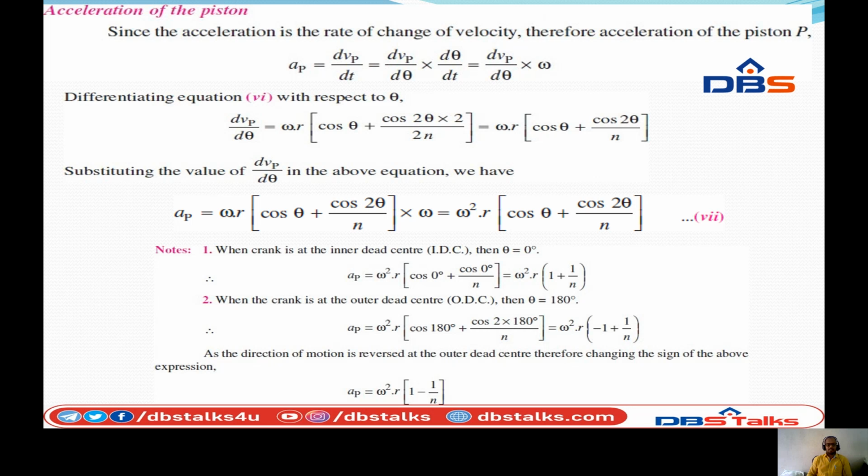When the crank is at outer dead center, that is theta is 180 degrees, then cos 180 degrees is minus 1. And cos 2 theta, cos 2 into 180, that is 360, again comes to 0. So cos 0 is 1 by n. So omega square r into minus 1 plus 1 by n. But as the direction of the motion is reversed at the ODC, outer dead center, we change the sign of the above expression. So omega square r into 1 minus 1 by n.